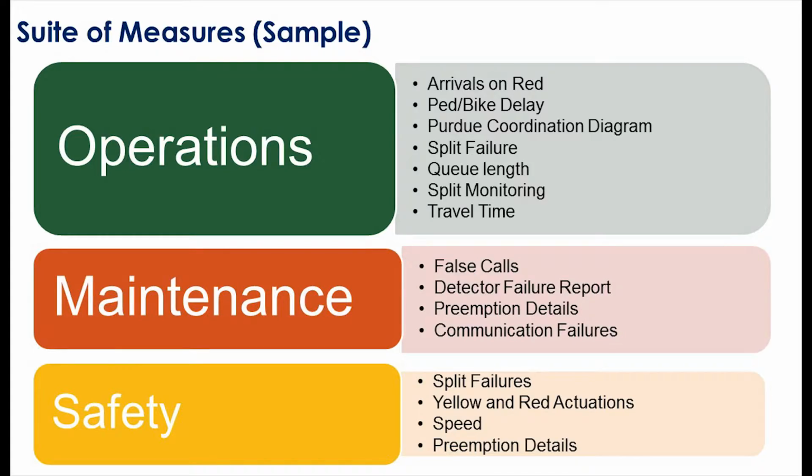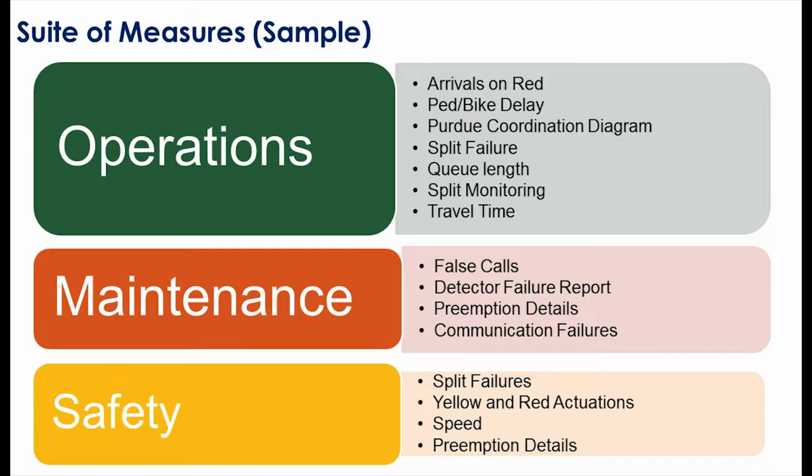So when we say a suite of measures, this is an example of the suite of measures. And because there have been a number of states involved in the pooled fund study, a number of these measures have been developed by the state DOTs that were involved. So for operations, we have arrivals on red, there's pedestrian bicycle delay, there's a Purdue coordination diagram, which I think Sean has in his presentation, and he'll go into a little detail on that. There's split failures, queue length, split monitoring, and travel time.